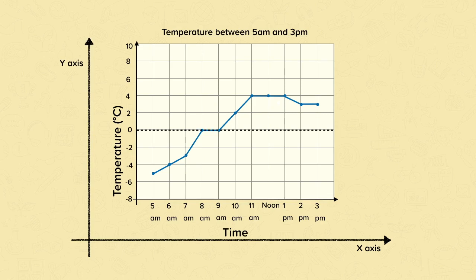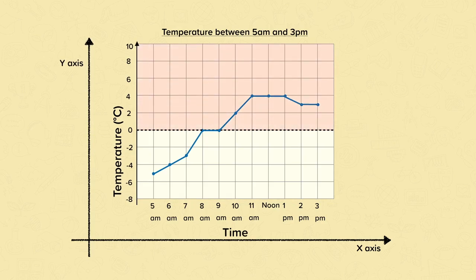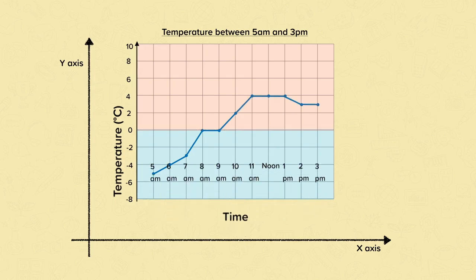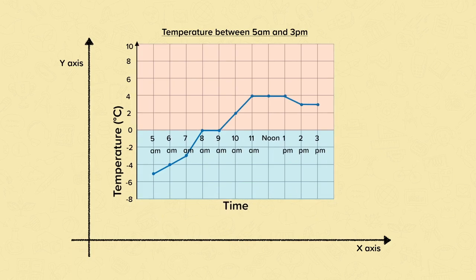Any value above 0 is positive, and any value below 0 is a negative temperature. Sometimes, when the y-axis ranges from negative to positive, the x-axis on the graph will go through 0.